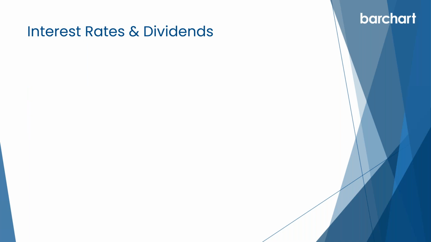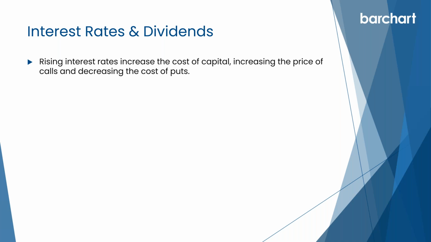So the other two pricing factors that we have to take into consideration with LEAPS are interest rates and dividends. Rising interest rates increase the cost of capital, and that increases the price of calls and decreases the price of puts. Why does this happen? Well, the market maker who sells a LEAP call to us has to hedge that position. To hedge it, they usually buy stock. That is a cost to carry that stock, and so call prices have to be high enough for them to offset that risk.